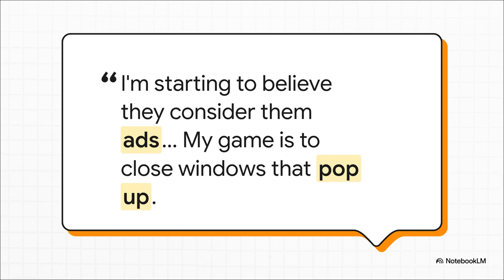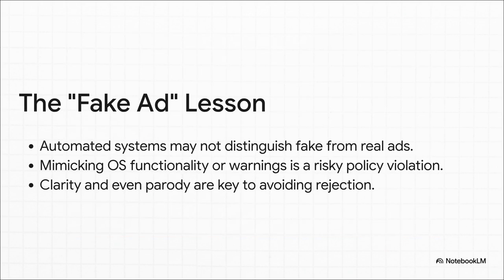As they explained, the entire point of their game, Win Smash, was to close fake pop-up windows as fast as you can. They had built this clever, funny parody, but Google's automated review system, it saw something very different. So what's the lesson here? Well, first, automated review bots, they do not get irony. Google's system saw pop-ups and immediately flagged them as misleading ads. But more importantly, both Google and Apple have super strict policies against mimicking operating system functions or warnings because you can't have a user thinking their phone actually has a fatal error.